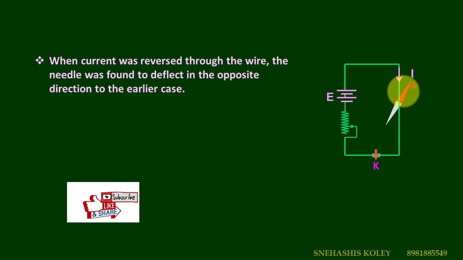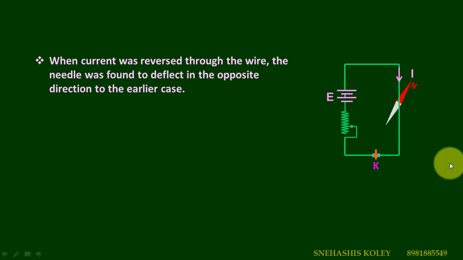So with the reversing of the direction of the current, the direction of the deflection of the magnetic needle is also reversed. From this experiment, we get that a current carrying wire produces a magnetic field around it, and the magnetic needle of the compass experiences a torque in this magnetic field. So it deflects to align itself in the direction of the magnetic field at that point.